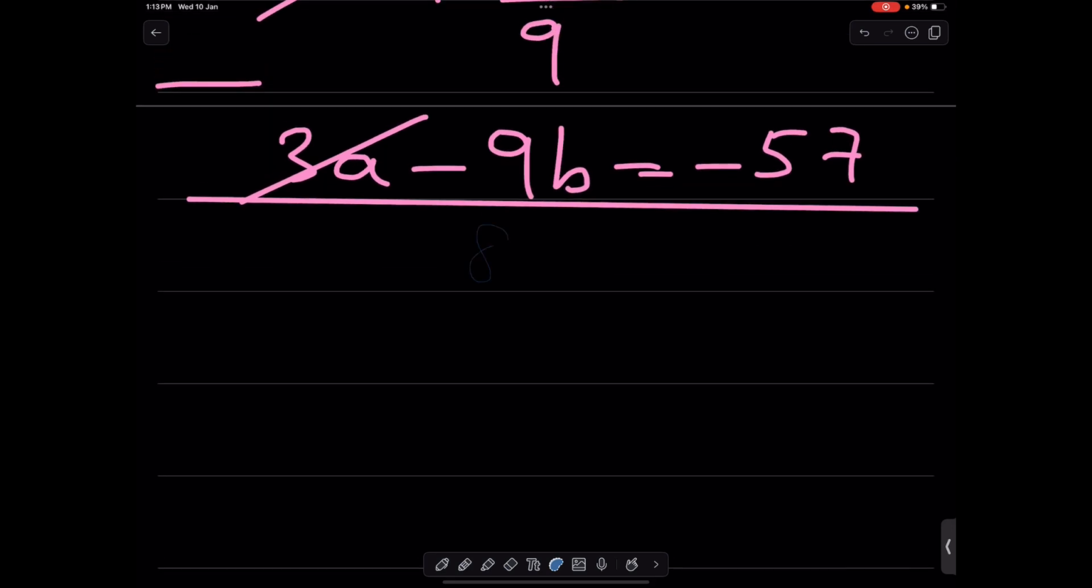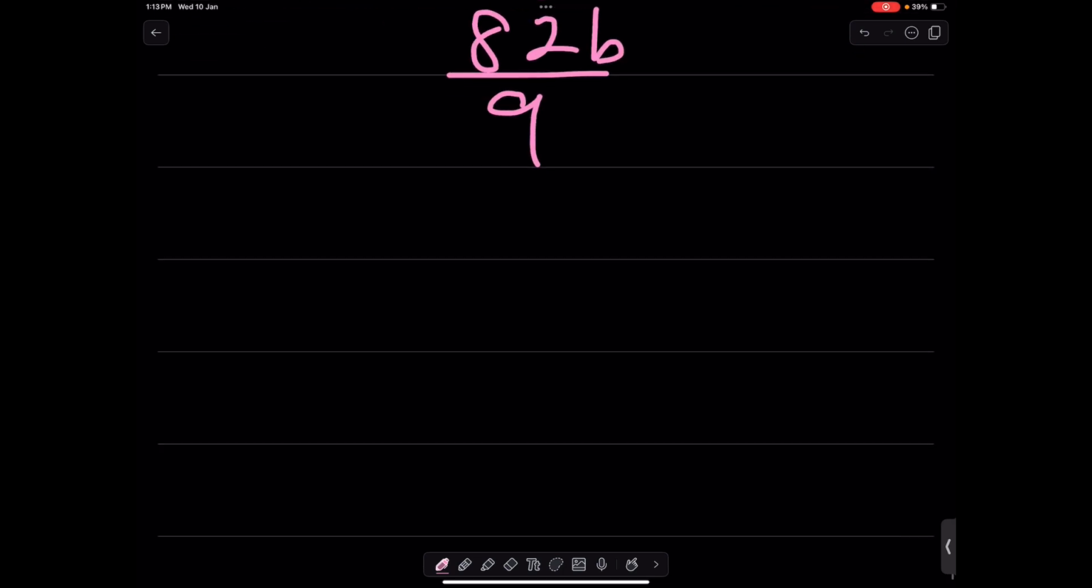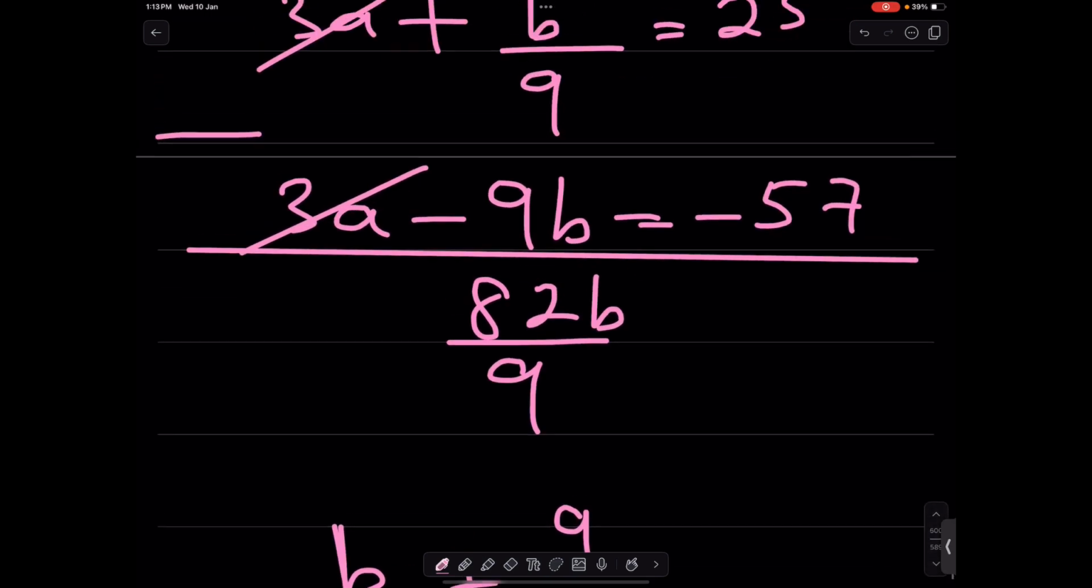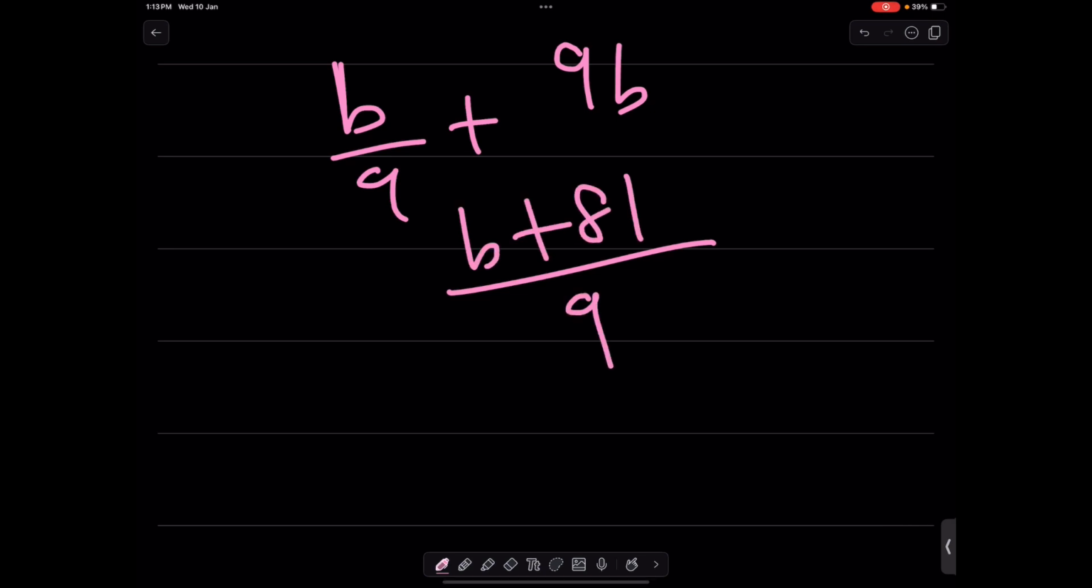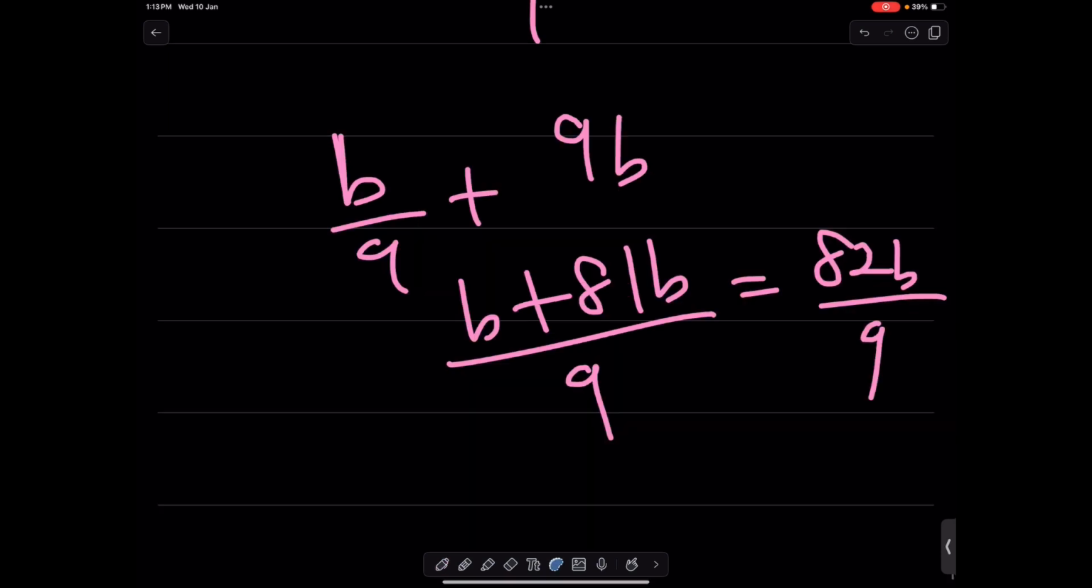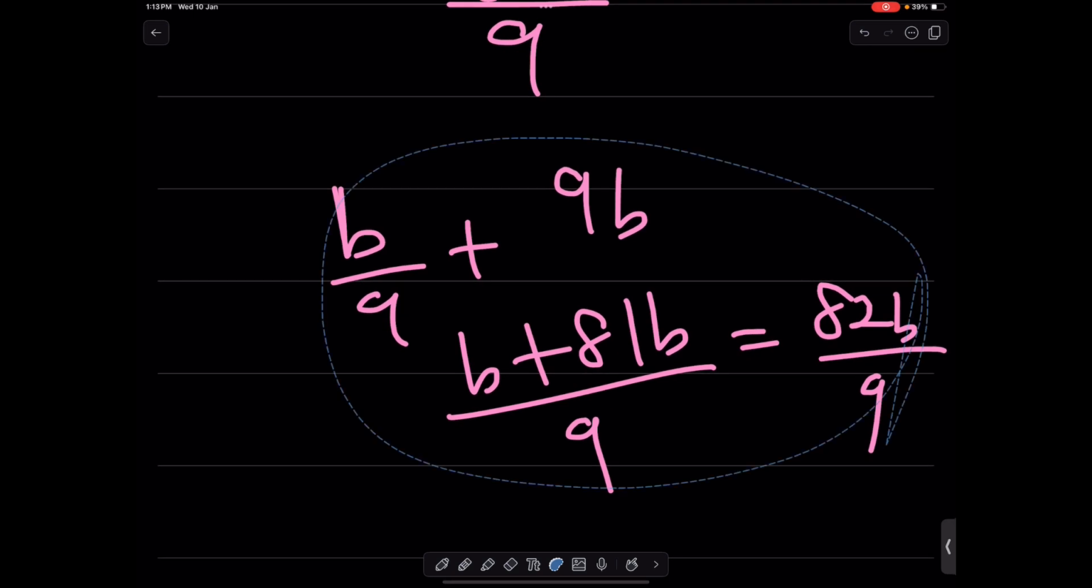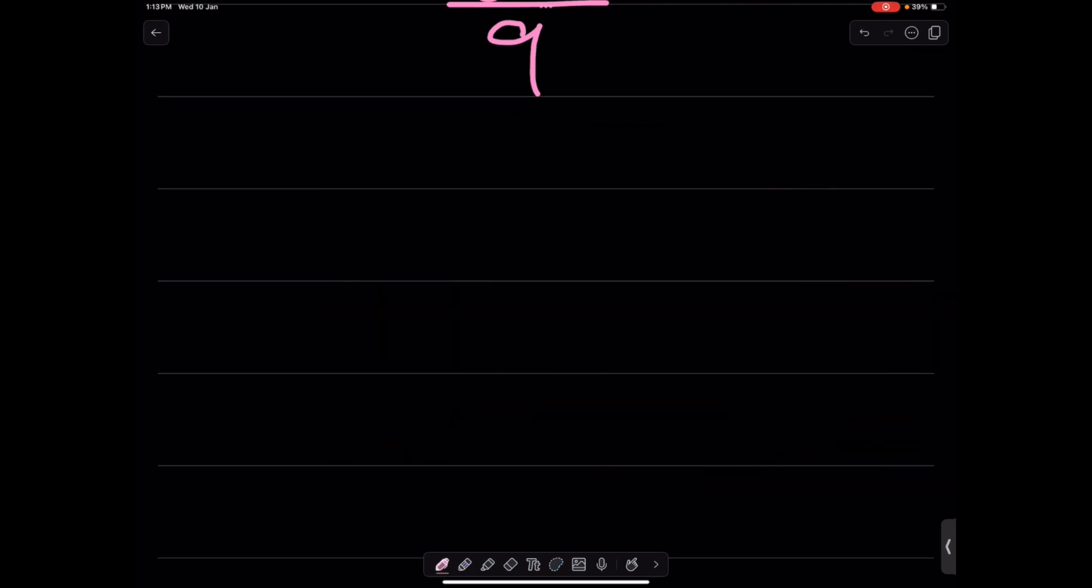I hope that's correct. 82b over 9. In case you don't get that, b all over 9 plus 9b. Find the LCM, that's 9. That's b plus 81b, which is equal to 82b over 9. That's just to make sure that you're not getting confused. That's it, very, very simply.